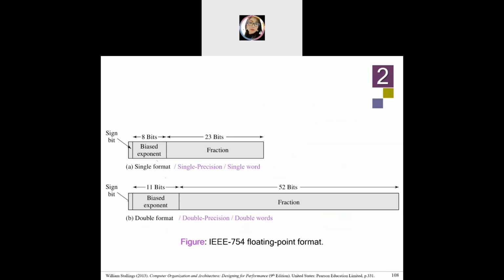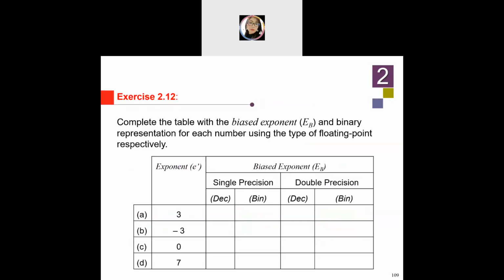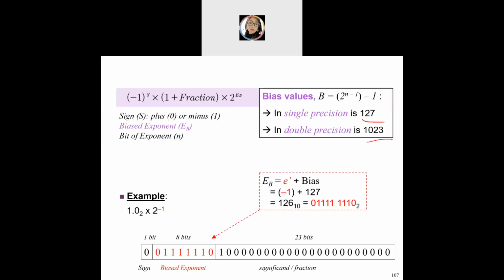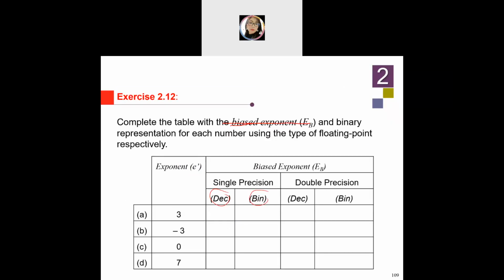So that is the difference between single precision and double precision. You can try to do the exercise when you are dealing with bias exponent, and you need to find out the bias exponent value for single precision and double precision. You can have the decimal, and then you need to convert to binary. Please remember the B here is already given, and only the value of E prime is needed. So you can try to do the bias exponent.